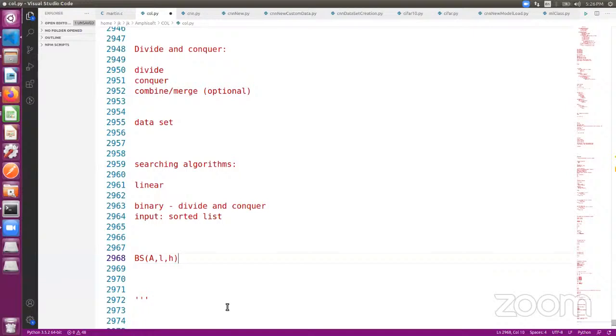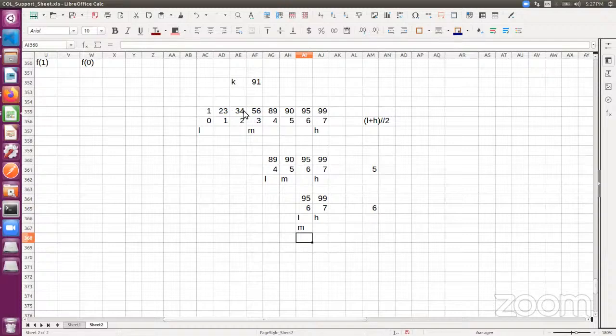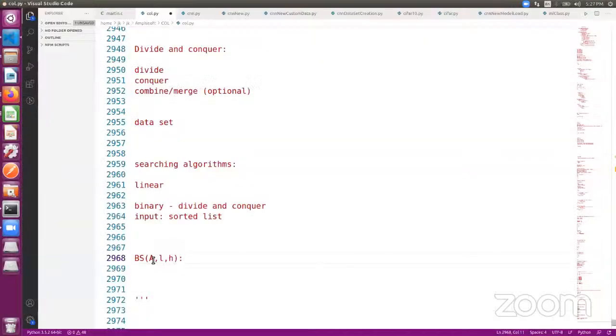What are the initial values of L and H going to be? L is 0. H is actually the length of the list minus 1. See here, total length is 8, so length of the list minus 1. So those are the initial values of L and H.